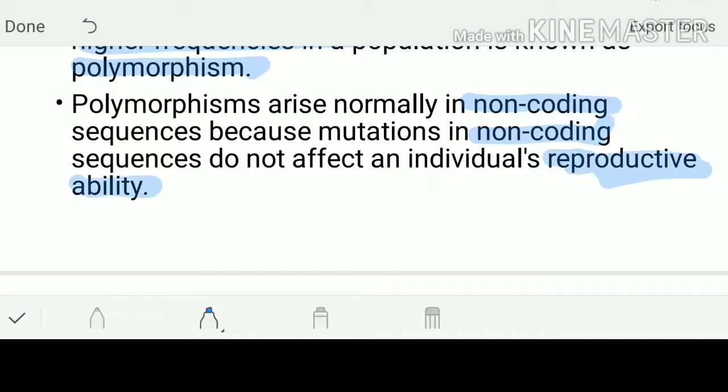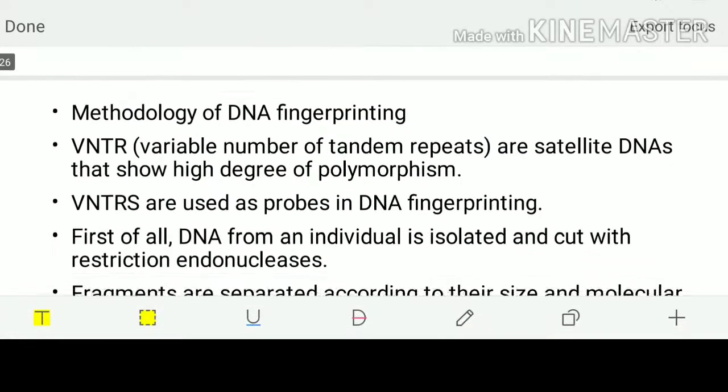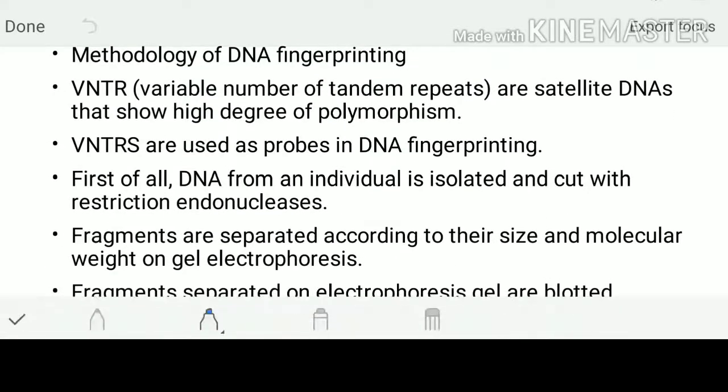So ultimately they will be reproducing themselves on a normal basis, and they will continue the polymorphism in the next generation and the next generation, ultimately increasing the frequencies of the polymorphism in the given population. Now, how does the DNA fingerprinting method work, or what is the method for DNA fingerprinting?